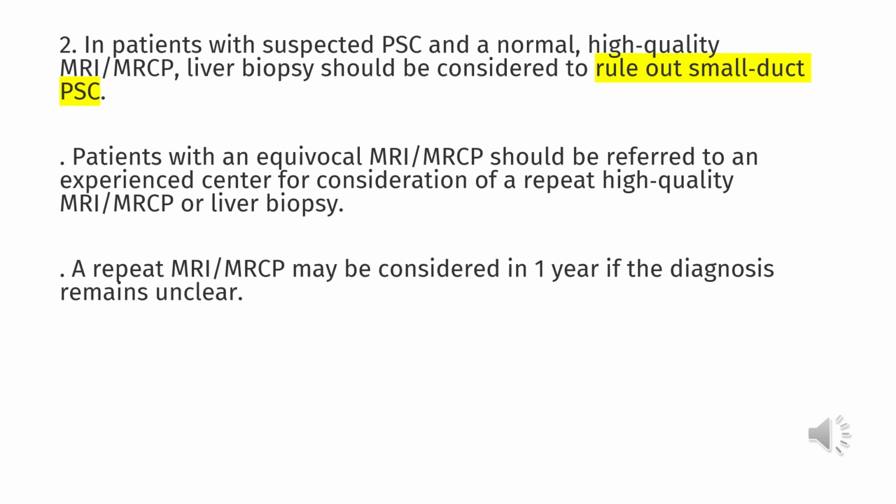Then, in patients with suspected PSC who have a normal high quality MRI, MRCP, we should consider liver biopsy to rule out small duct PSC. In those patients with an equivocal MRI, MRCP, they should be referred right away to an experienced center for consideration of a repeat of the high quality MRI, MRCP, and possibly obtaining a liver biopsy.